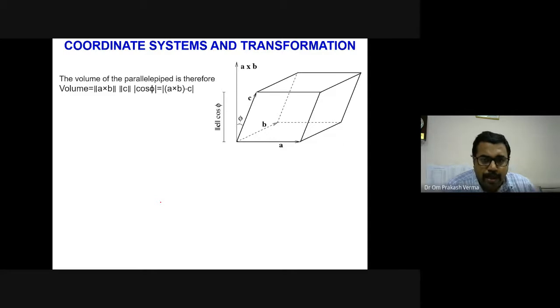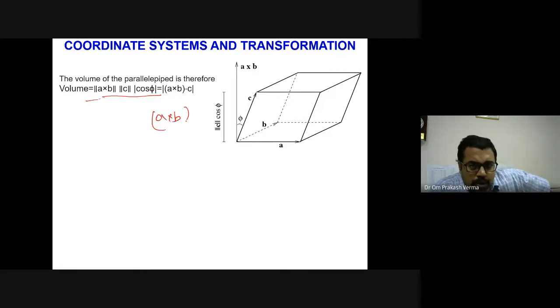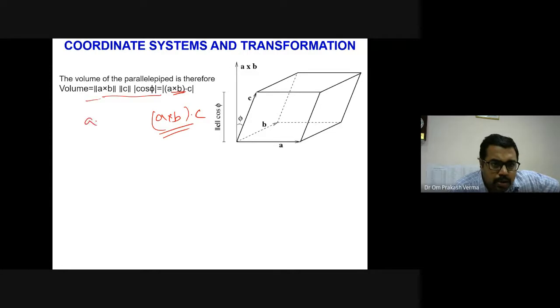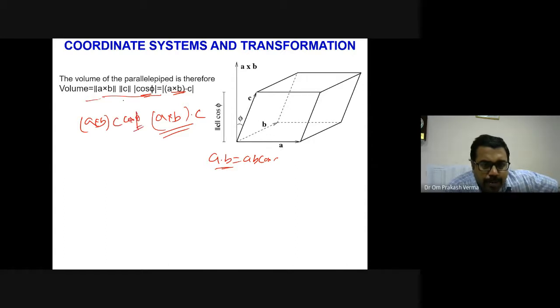So now how is the parallelepiped volume calculated? You can also calculate the volume like this: a cross b dot c represents simply this one. So a cross b is a vector, and a dot b is nothing but ab cos theta, the angle between a and b. The same fundamentals are applied here: c cos phi, right? And phi is the angle between a cross b and c, okay. A cross b, a and b, and the angle between a cross b and c, right?